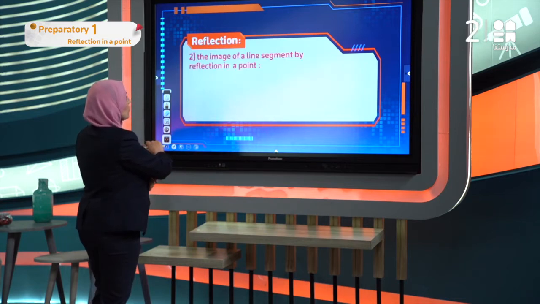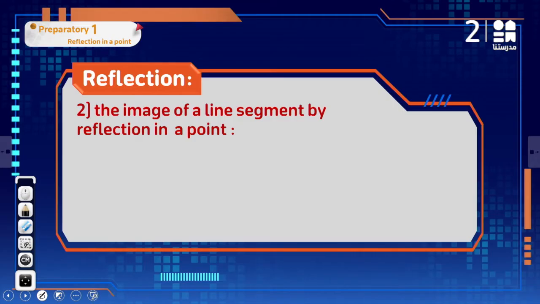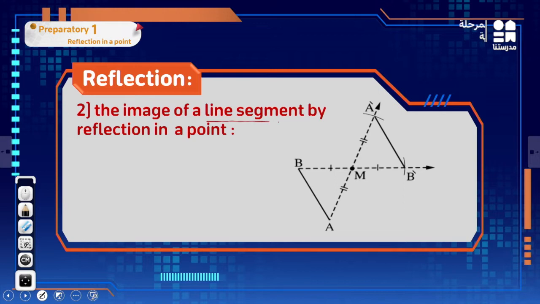Here we have the image of a line segment by reflection in a point. Here we have a line segment. We will do exactly the same. Imagine we have 2 points. Here we have A. I'm going to draw the ray, matching between A and M with a ray. Then open the compass from A to M, put the center of it on M, then draw an arc. I got A dash. Do the same for B.